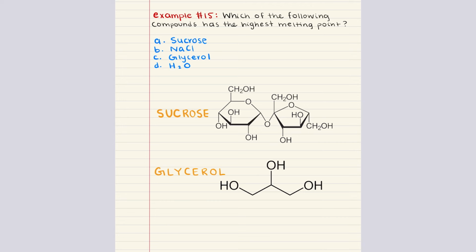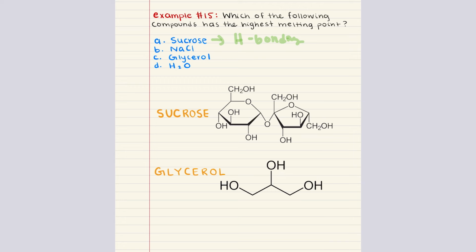So let's go over our answer choices. First answer choice is sucrose. Sucrose is a sugar. It's a large molecular compound that has multiple hydroxyl, this is OH groups, and this allows for extensive hydrogen bonding. Okay, so that's something that we need to keep in mind with sucrose. There's hydrogen bonding. However, something to keep in mind is that it is a covalent compound, and so the intermolecular forces like hydrogen bonding, it's not as strong as ionic bonding, and we should keep that in mind.